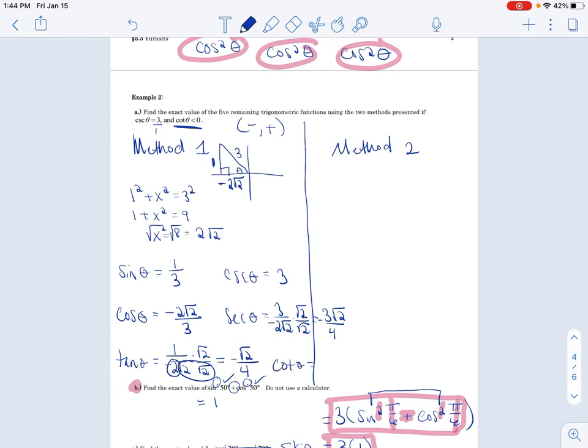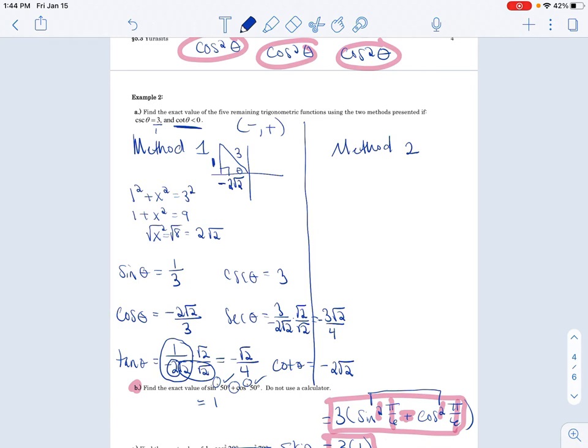And then cotangent theta, there is some strategy. I would flip this one, the original, because then I won't have to deal with a radical in the denominator. So I get negative 2 root 2. So if you have any questions about that radical business, reach out to me. I can give you some extra resources.